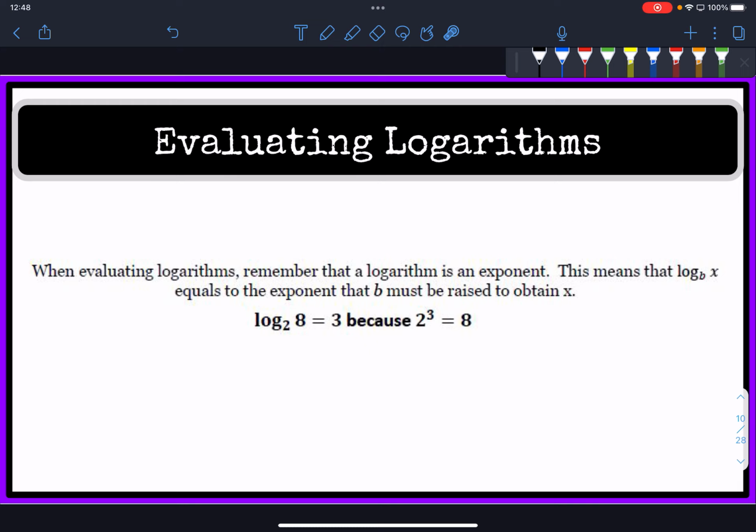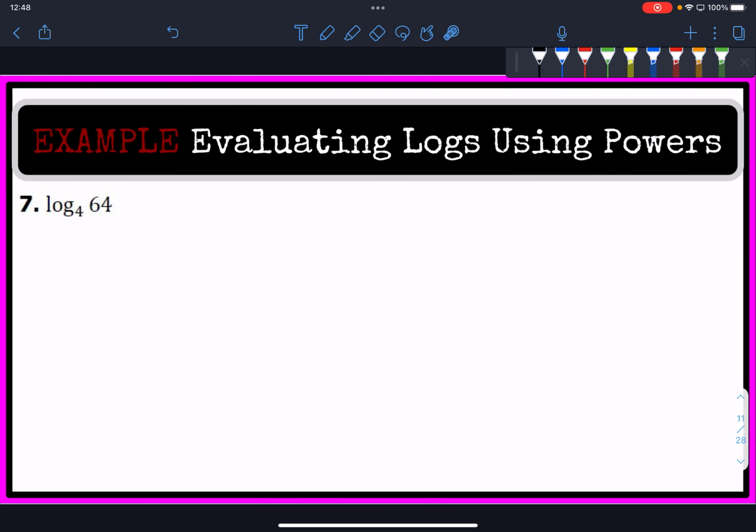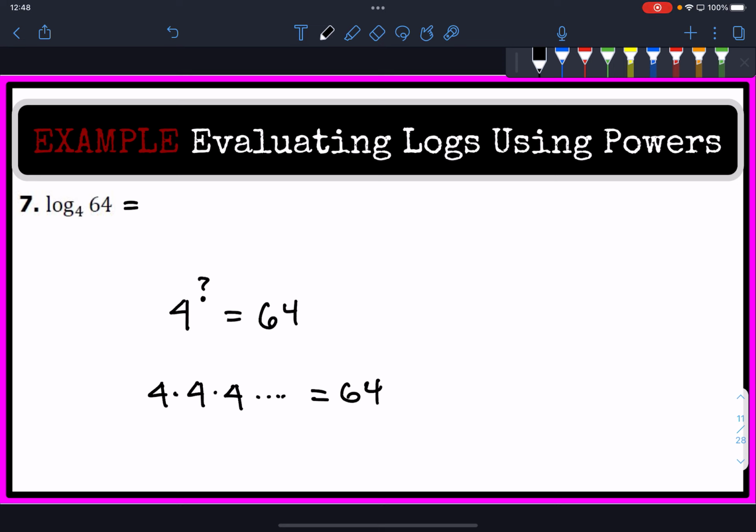So for example, this one right here, what is the log base 4 of 64 equal to? Well, here I'm essentially trying to evaluate the following expression. If I get 4 and raise it to some power, I should get this value of 64. So the idea is to figure out how many times I can multiply 4 by itself until I get the value of 64.